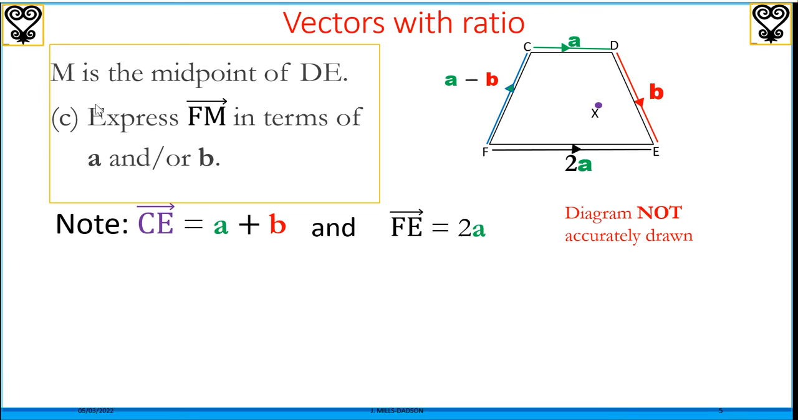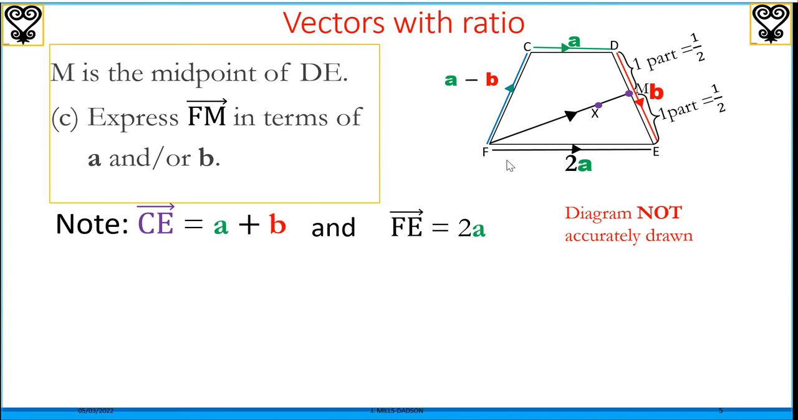Now we come to the core part of the question. I've brought CE and FE for reference. M is a point on DE, so there's a point that divides DE because it's the midpoint. So that is half each side. And we're supposed to work out FM.